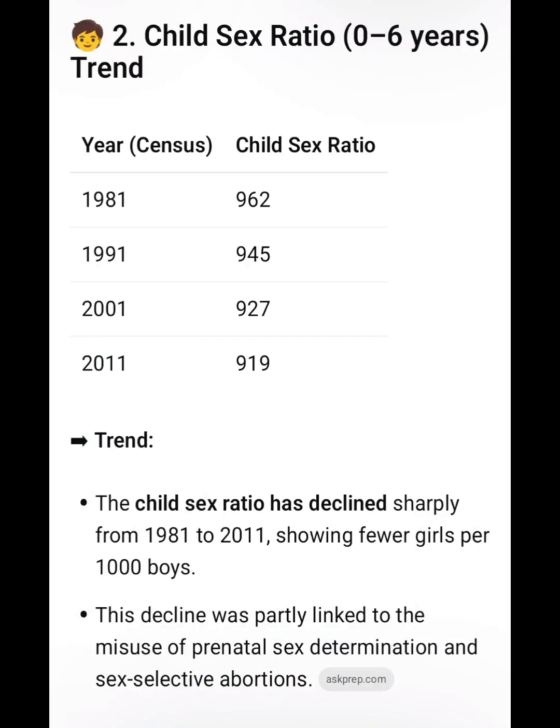Child sex ratio: in 1981 it was 962, 1991 945, 2001 927 and 2011 919. So what is the trend? Child sex ratio has declined sharply from 1981 to 2011, showing fewer girls per 1000 boys. This decline was partly linked to the misuse of prenatal sex determination and sex selective abortions.